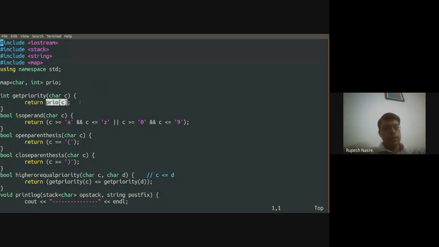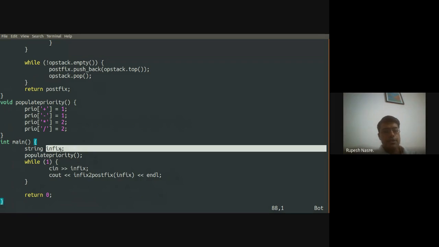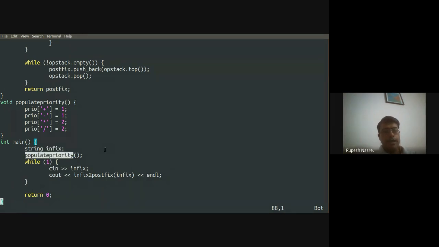Okay, so we'll quickly look at the main first. Main is relatively simple. What I do is I have an infix string which is given as an input, populate the priority, which is essentially populating this map that we just saw. We take the input string in the infix form, and then I just call infix to postfix on that infix, and I print it. Right? So that is what keeps happening in a loop.